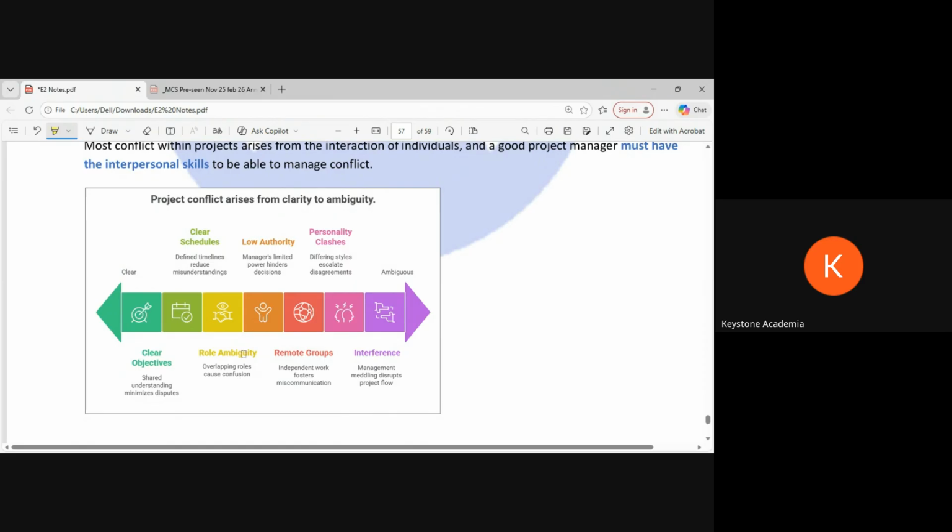Managers' limited power hinders decisions. So managers should be given the power. They should be deciding autonomously. If it is the remote groups, again, they have to use a different strategy. Personality clashes they have to take care of, or people working from different cultures. Interference management, meddling can disrupt project flow. Managing conflict. Conflict will arise, and how soon we are managing it.